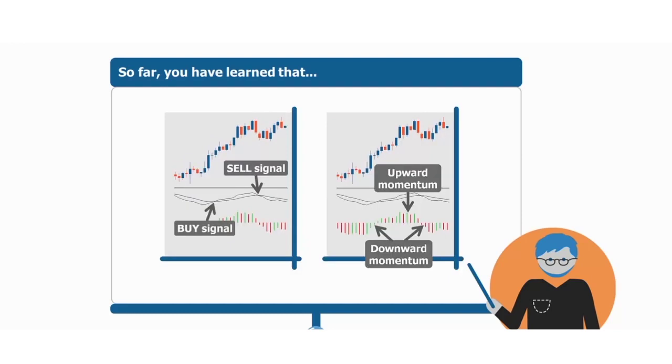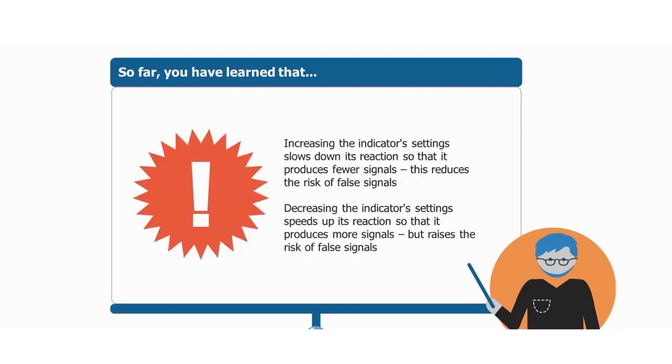Buy and sell signals are given when the MACD line moves above and below the signal respectively. The histogram revolves around the zero line. Bars below the zero line indicate downward momentum, and above the zero line indicates upwards momentum. Increasing the indicator settings slows down its reaction so that it produces fewer signals. This reduces the risk of false signals. Decreasing the indicator setting speeds up its reaction, so that it produces more signals, but raises the risk of false signals.